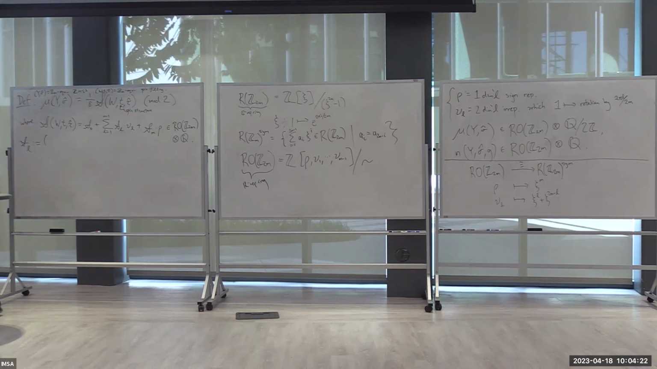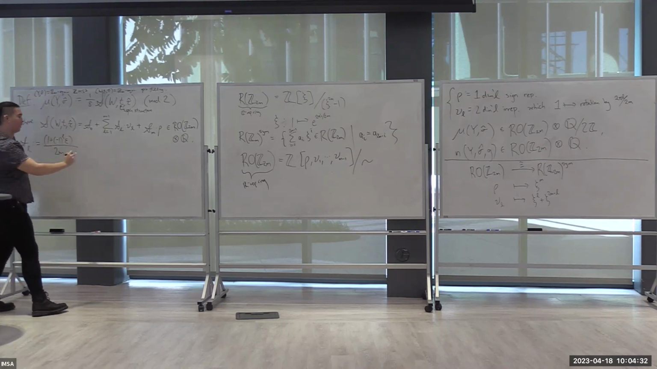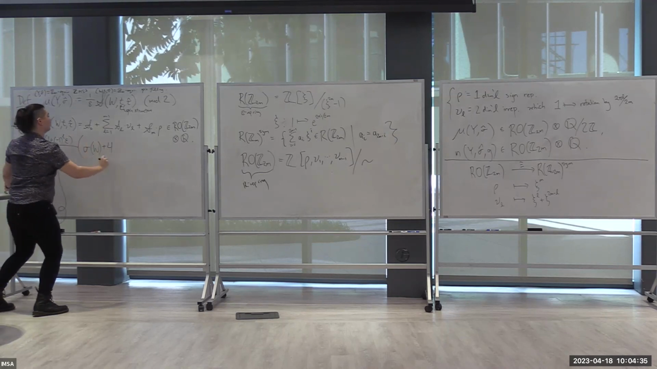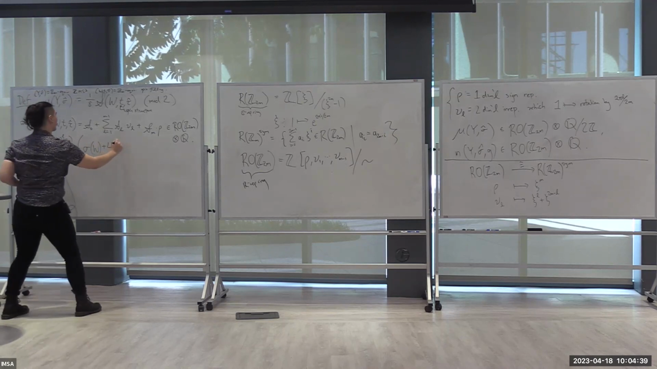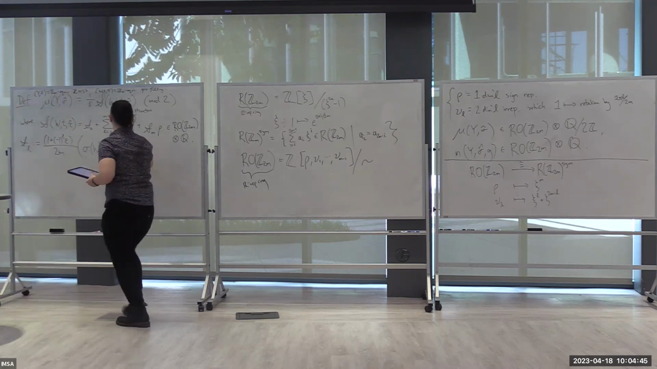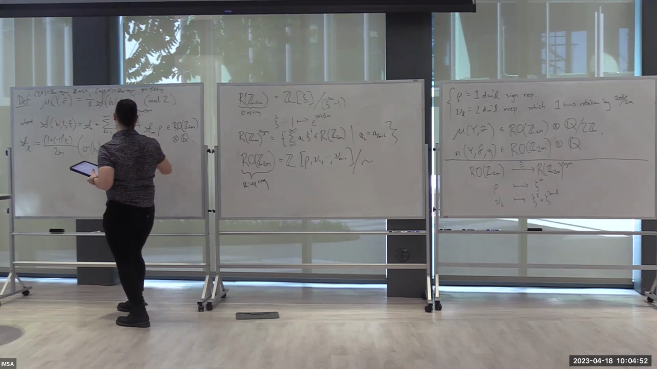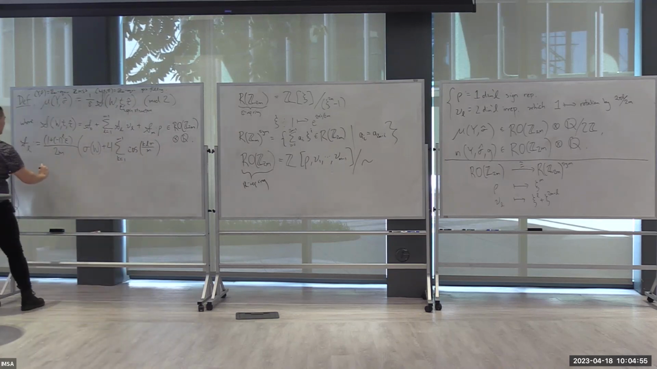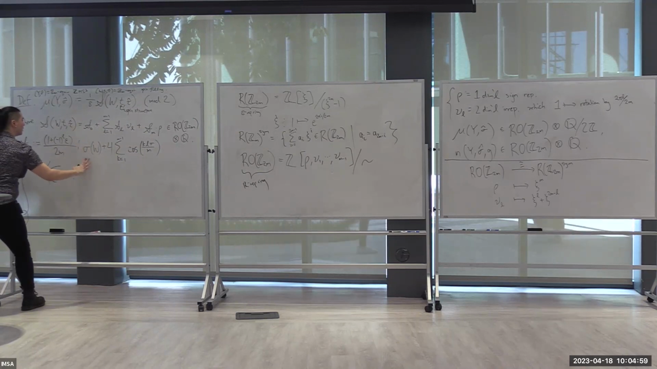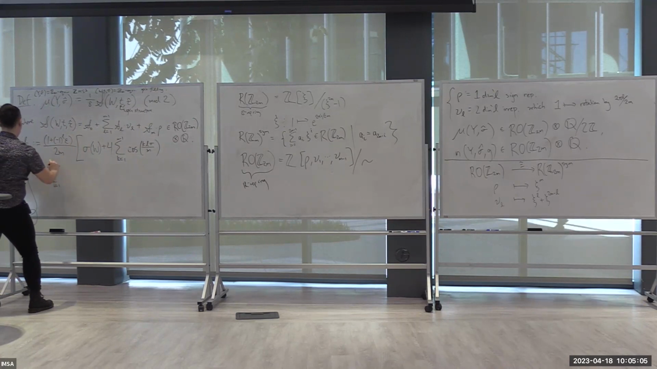All right, so this one's kind of nasty. Let me just write it down and then I'll say what all these terms mean. Got some cosines. Got some cosecants.